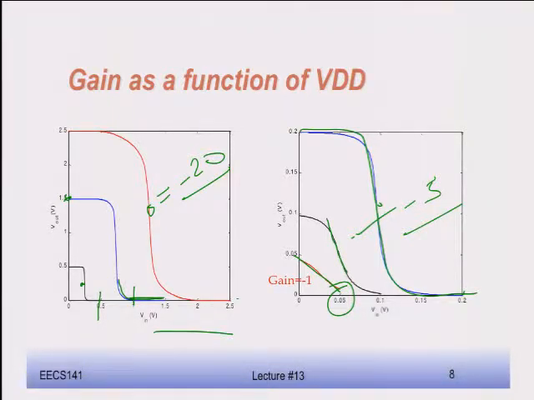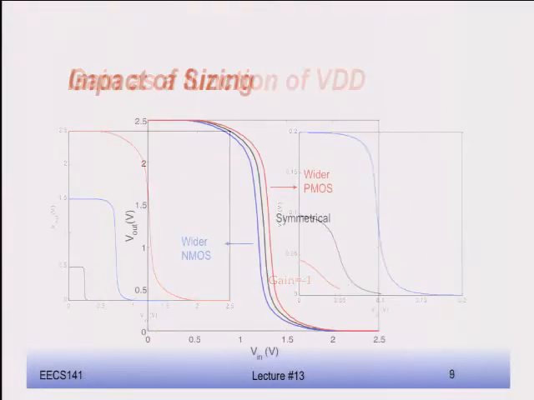Remember, for a digital gate to operate, the gain in the transient region has to be always larger than -1. Otherwise, you don't have a gate. So the minimal operational voltage of this inverter is approximately 50 millivolt, which is kind of astonishing, that you still can do logic at 50 millivolt. All right, so that's important.